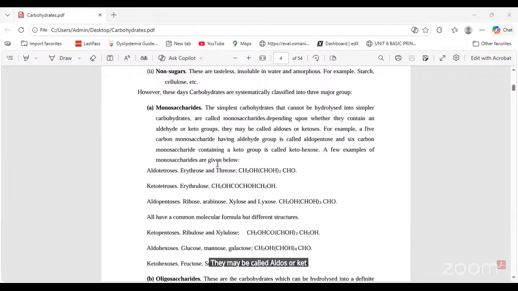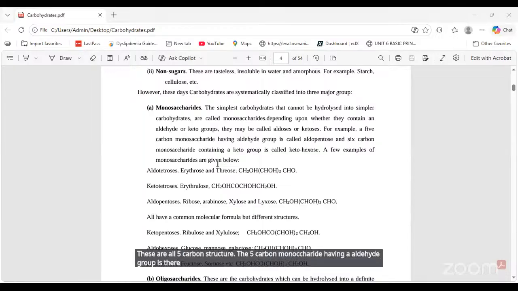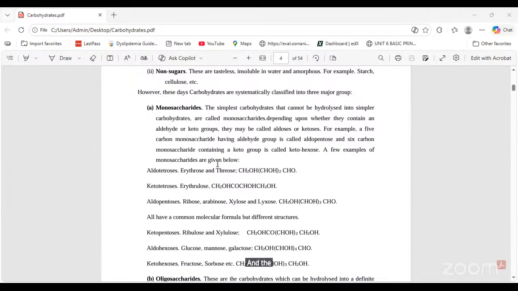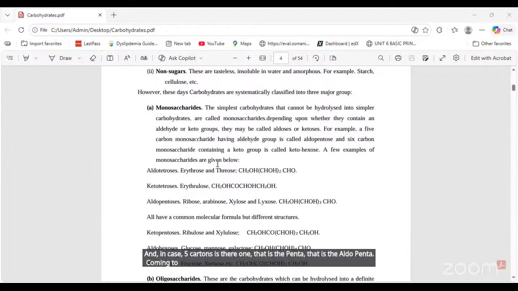For example, these are all 5 carbon structures. A 5 carbon monosaccharide having an aldehyde group is called an aldopentose. Penta means 5. Coming to the 6 carbon monosaccharide containing a ketone group, that is called a ketohexose. Did you understand?